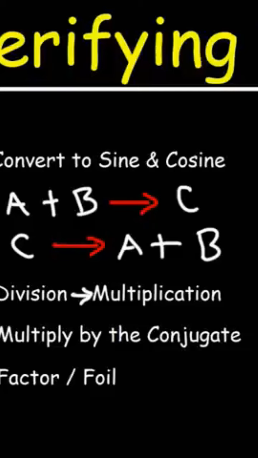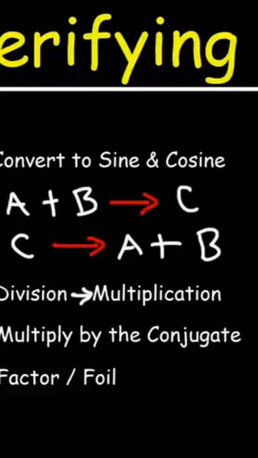Number 5, sometimes you need to multiply by the conjugate. If you see 1 plus sine, it could be 1 minus sine or 1 plus or minus cosine, let's say, on the denominator of a fraction, that's a good indication that you need to multiply by the conjugate.